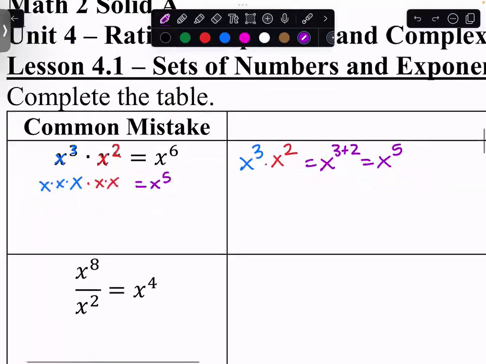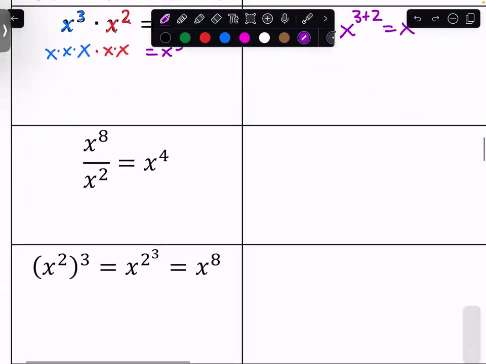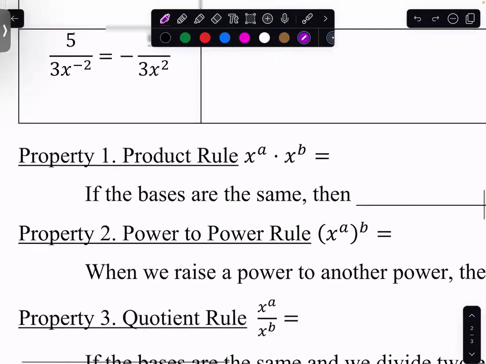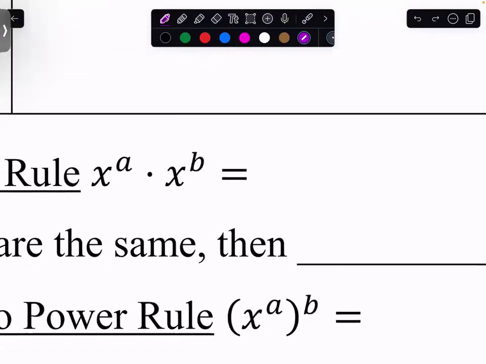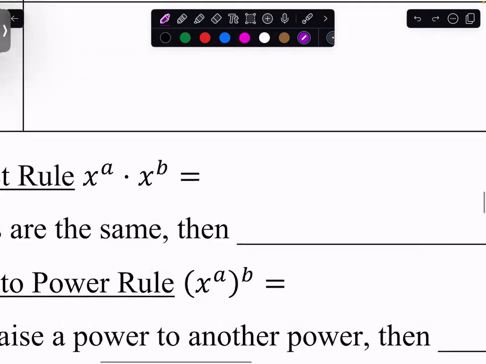Okay, so now that we've seen the correct way to do this, we're going to jump down to the bottom half of this page. Okay, so this is called the product rule. Here I didn't use specific numbers, I just used letters. But when you multiply, again, two things with the same base, we just saw the pattern is that you add the exponents.